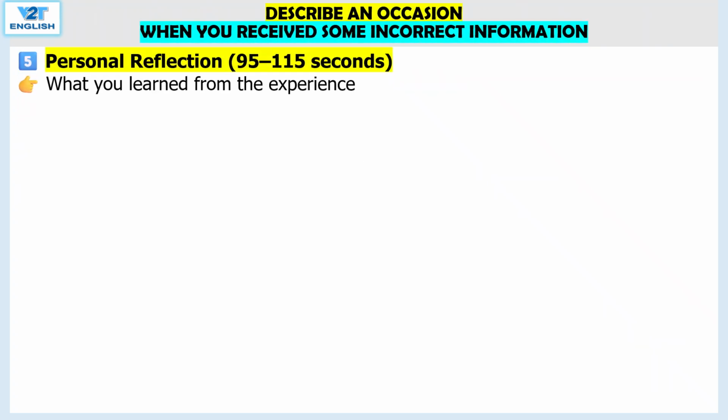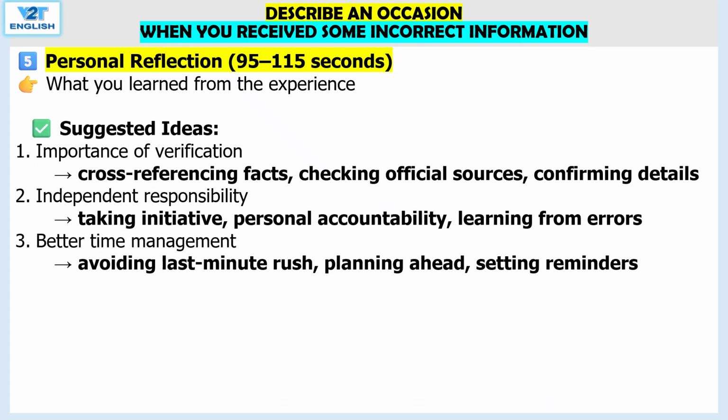5. Personal reflection, 95 to 115 seconds. What you learned from the experience. Suggested ideas. 1. Importance of verification. Cross-referencing facts, checking official sources, confirming details. 2. Independent responsibility. Taking initiative, personal accountability, learning from errors. 3. Better time management. Avoiding last-minute rush, planning ahead, setting reminders.